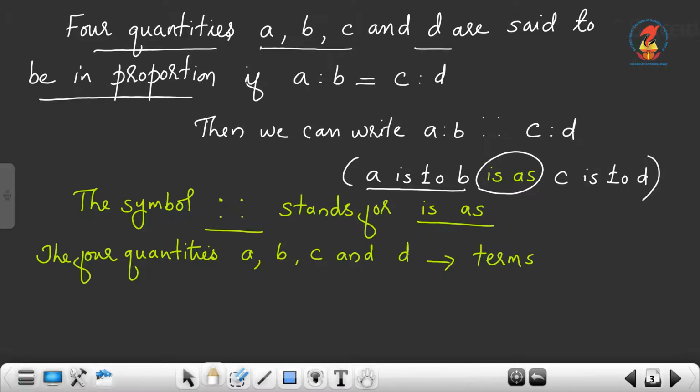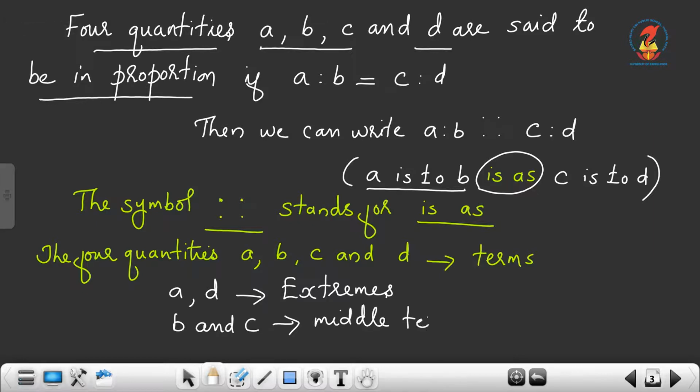The 4 quantities A, B, C and D are called the terms of the proportion. Out of these 4 terms, A and D are known as the extremes or extreme terms. And B and C are known as the middle terms or means. So we can use the word middle terms. B and C are known as the middle terms or means. Then we have one more property.